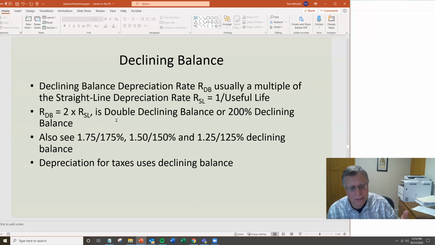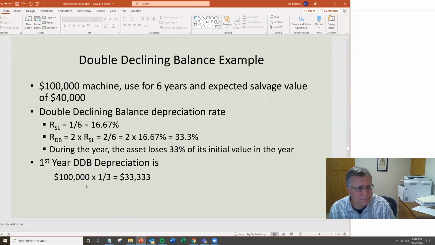You use that multiplier times that straight line rate. So if the straight line rate is 10%, double declining balance, R sub dB, is 20%, 2 times the straight line rate. And so you get numbers like that. You'll hear double declining balance or 150% declining balance. This is actually commonly used in taxes, and so that's why we're covering it. And I'll go through some examples here, and then we'll get to the tax versions of this.